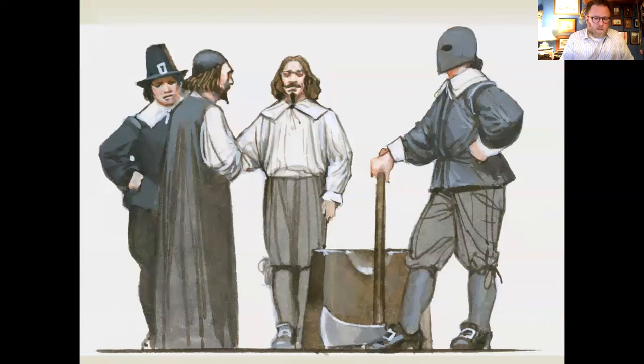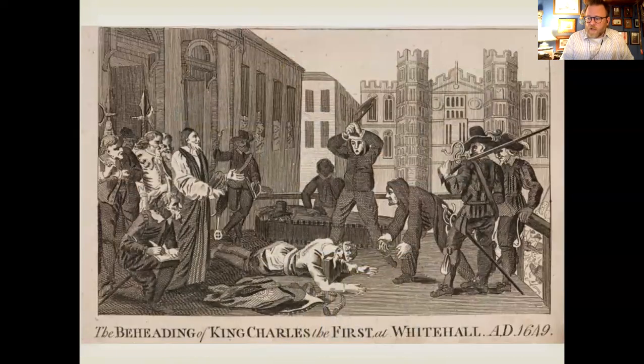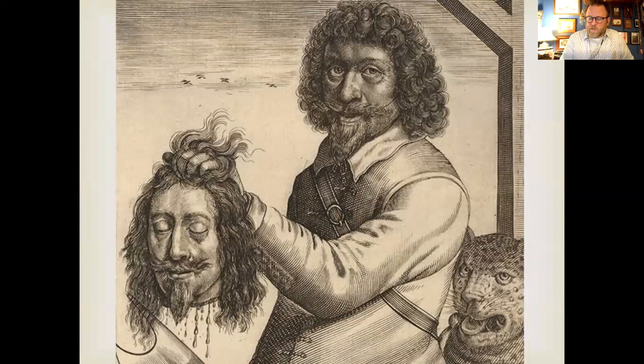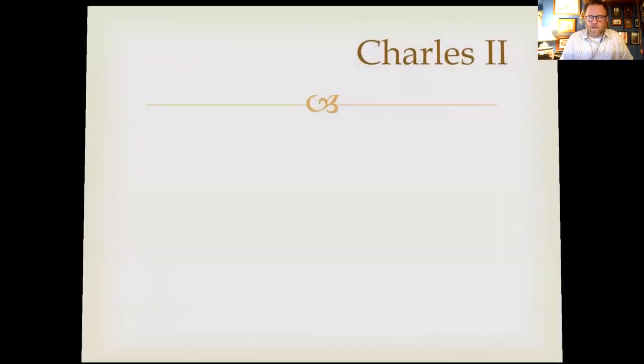Oliver Cromwell has his head chopped off. There's the king getting beheaded. Sorry for a graphic image here, but there's a horrible image of the king's head. And again, this is going to have a lasting impact in the colonies. Is it legal to rebel against your king? Is it treason or not? And the Civil War sort of provided a model or template about how this plays out.